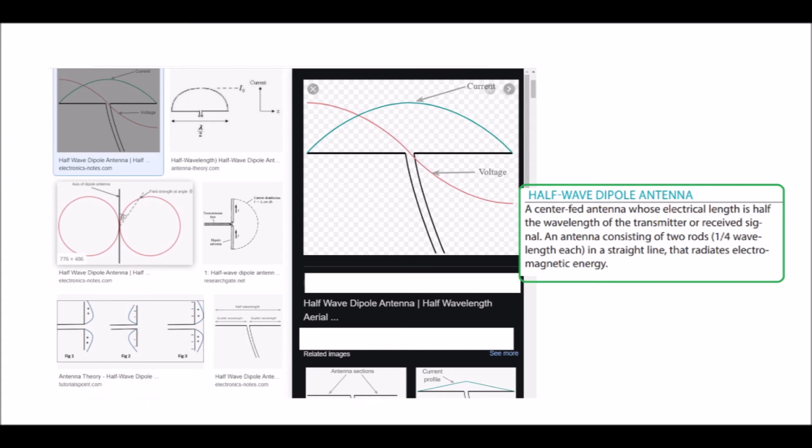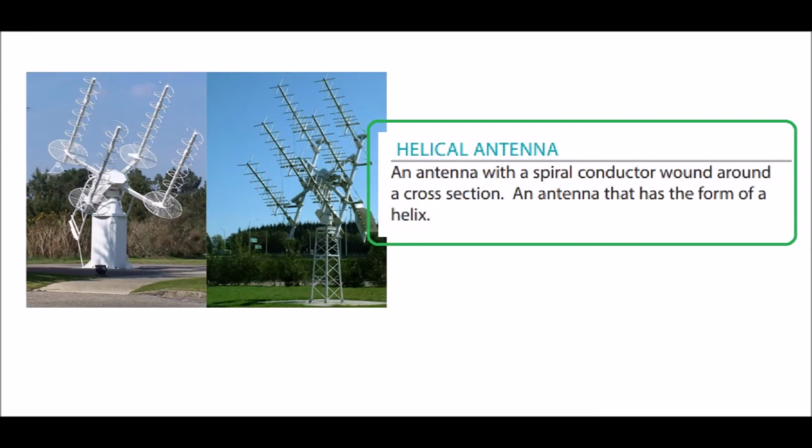Half-wave dipole antenna: a center-fed antenna whose electrical length is half the wavelength of the transmitted or received signal. An antenna consisting of two rods, quarter wavelength each, in a straight line that radiates electromagnetic energy. Helical antenna: an antenna with a spiral conductor wound around a cross section, an antenna that has the form of a helix.